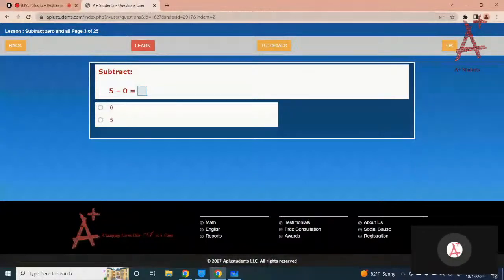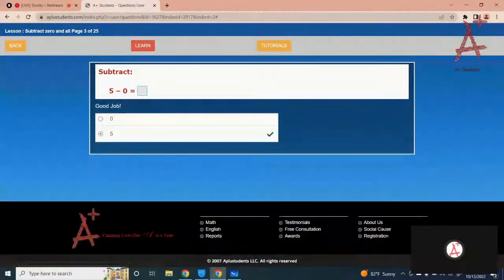Okay, 5 subtract 0 is 5, because when you subtract 0 from a number, the number stays the same. So 5 subtract 0 changes nothing. The answer is again the 5. Got it? Select the correct option and click on the OK button.